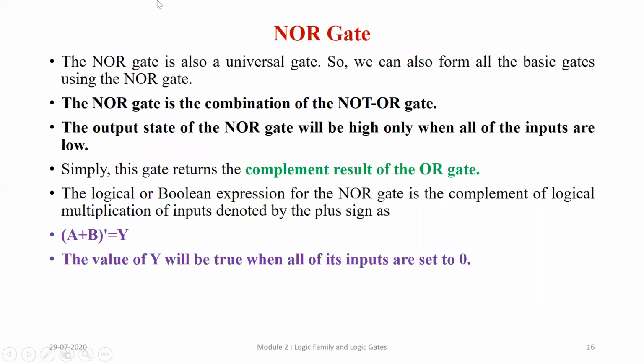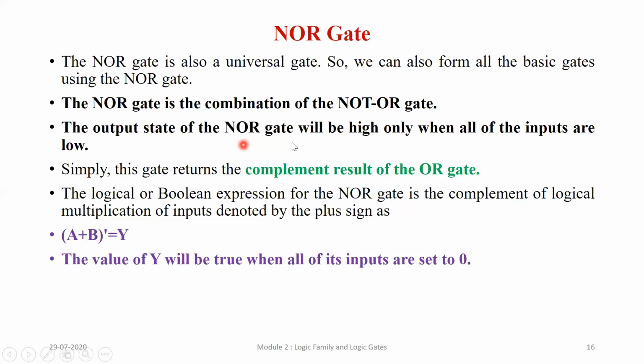Okay, the next one is my NOR gate. As I said, NAND and NOR are the two universal gates. So using NOR also we can realize all the basic gates. NOR is a combination of NOT and OR gate. NAND was NOT AND, and NOR is NOT OR. So it is exactly the opposite of an OR gate.